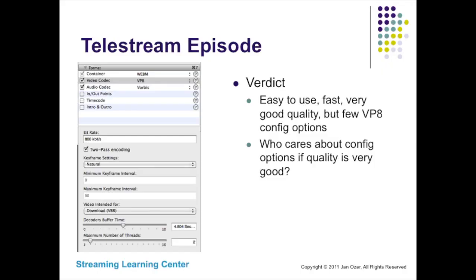Telestream Episode, this is version 6.1, is a very good alternative if you're producing WebM. It was the fastest encoding tool, about 18% faster than Sorenson Squeeze. Equal quality to the Google encoded clip, but very few VP8 configuration options. And my thought about that is, who needs options if the quality's good? I'd vastly prefer a no-look, high-quality encode than having to tinker with a lot of factors to try and make it look good. So Episode is the fast, easy-to-use, high-quality option.